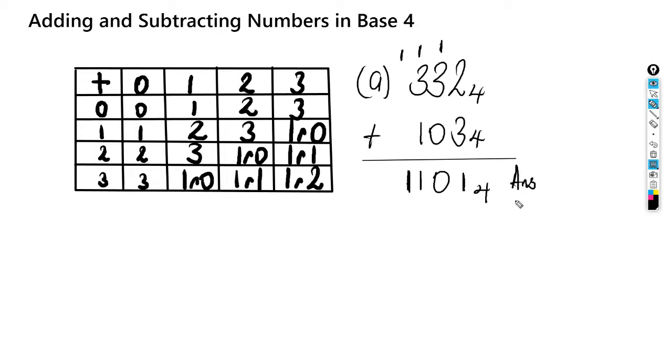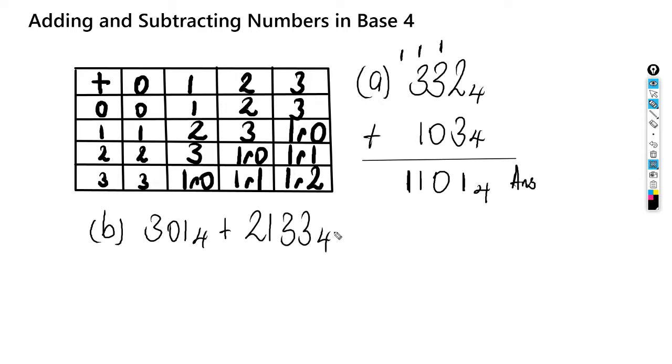And yeah, pretty easy, guys. Wonderful. Let's just look at another example then. All right, so let's put this example down here. We're going to have 301 in base 4 plus 2133 in base 4. Okay. All right, so let's just set that up here. 2133 in base 4 plus 301 in base 4.